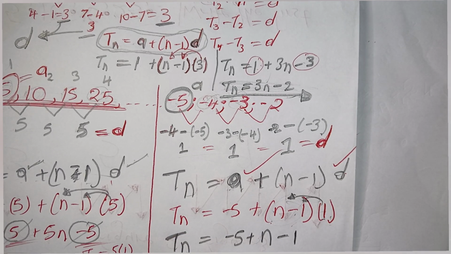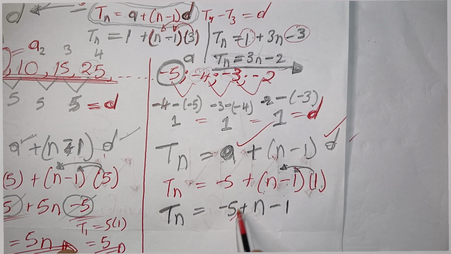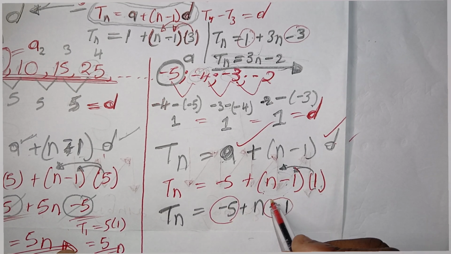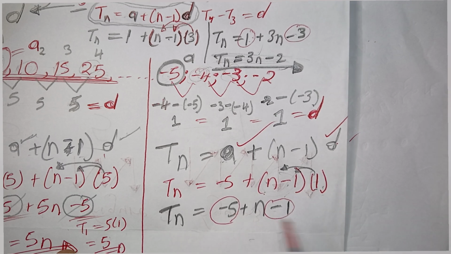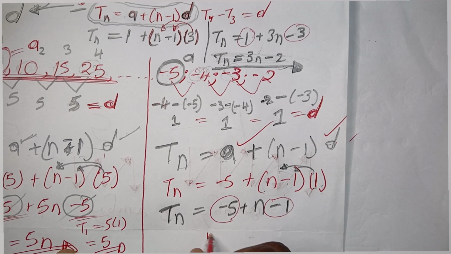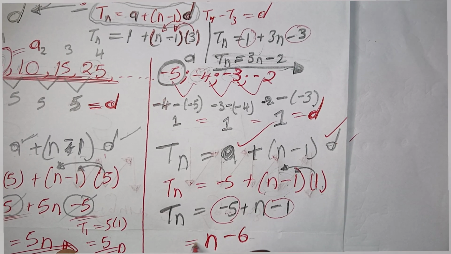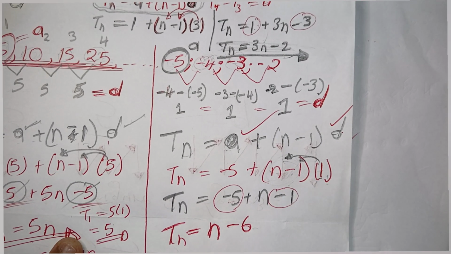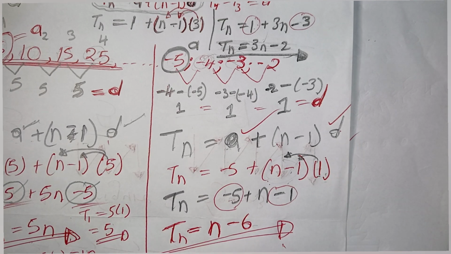Do you see? Yeah. So now you can say that these two things are numbers. Press them on the calculator so that you can get your answer. So when you press these two things on the calculator, it will be n minus 6. Do you see? Which is this one. It's our final answer for this question.